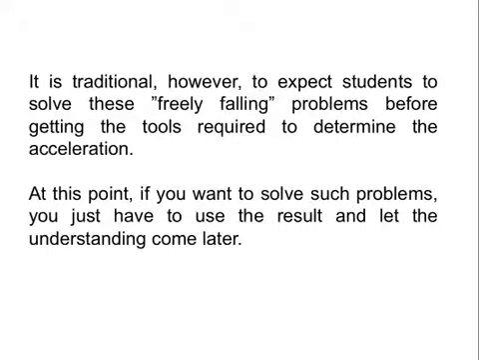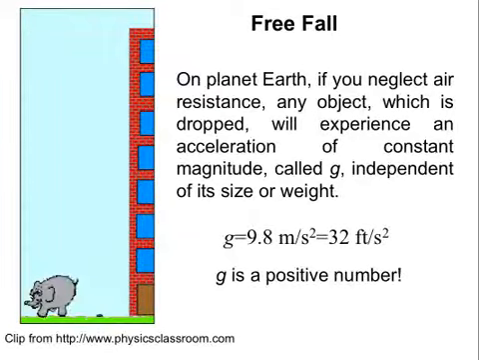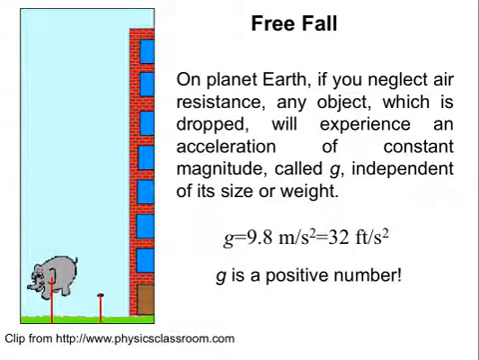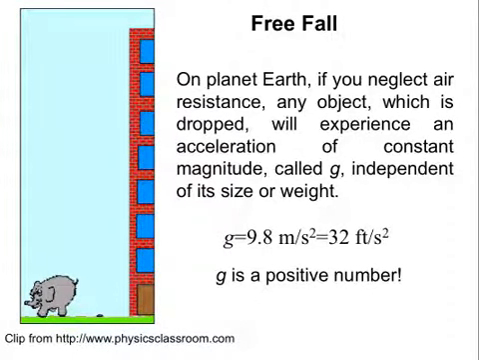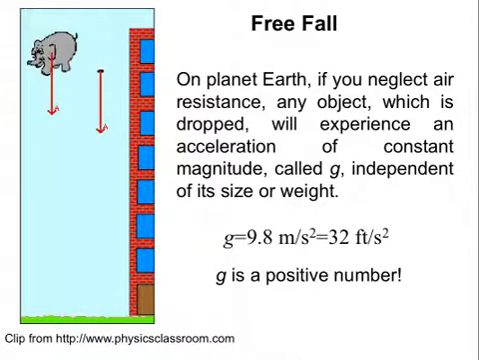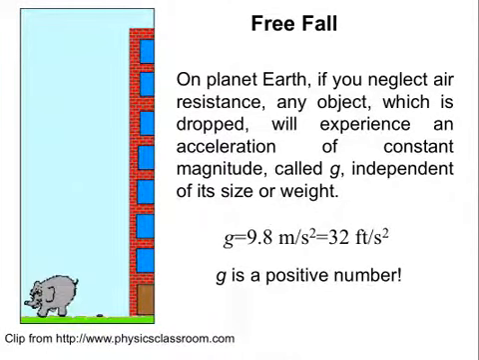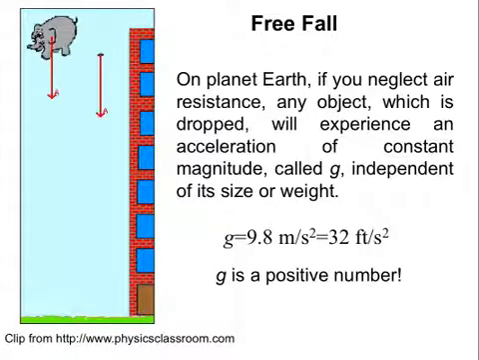It is traditional, however, to expect students to solve these freely falling problems before getting the tools required to determine the acceleration. At this point, if you want to solve some such problems, you just have to use the result and let the understanding come later. On planet Earth, if you neglect air resistance, any object which is dropped will experience an acceleration of constant magnitude called g, independent of its size or weight. G is a positive number.